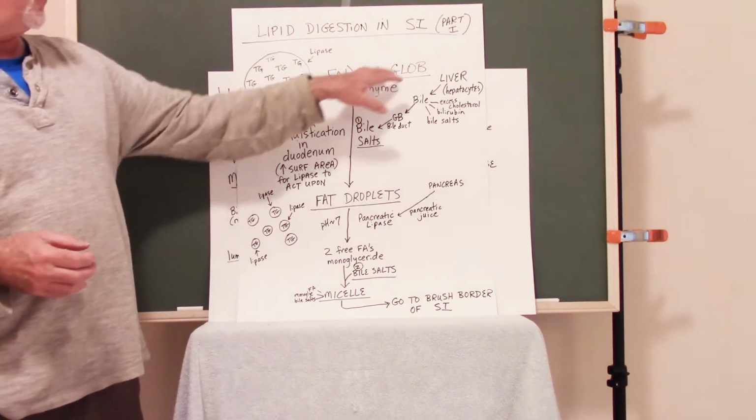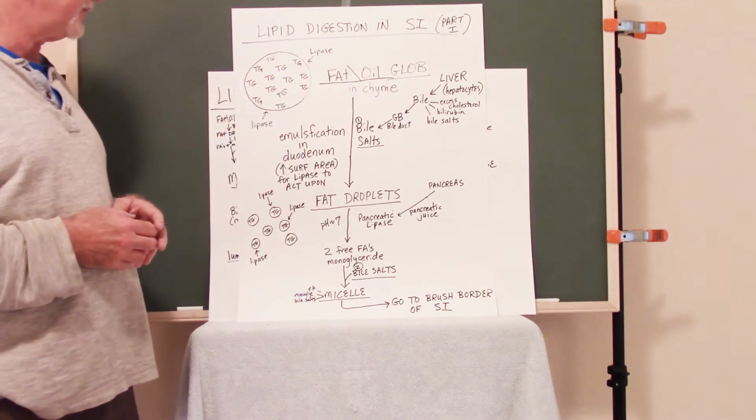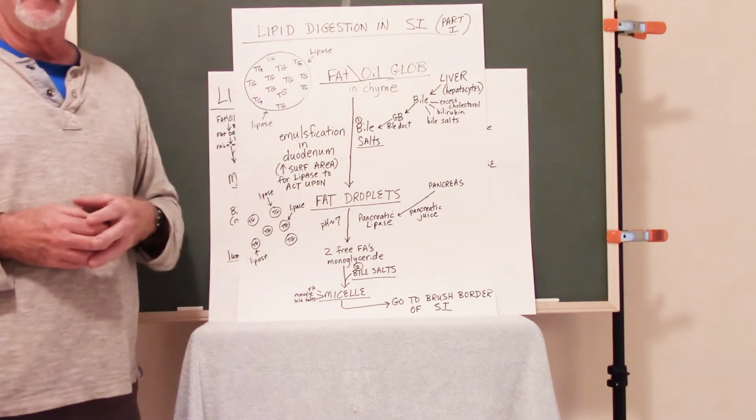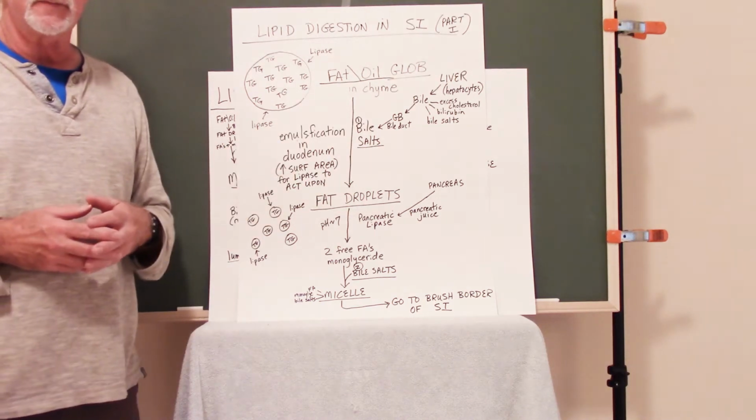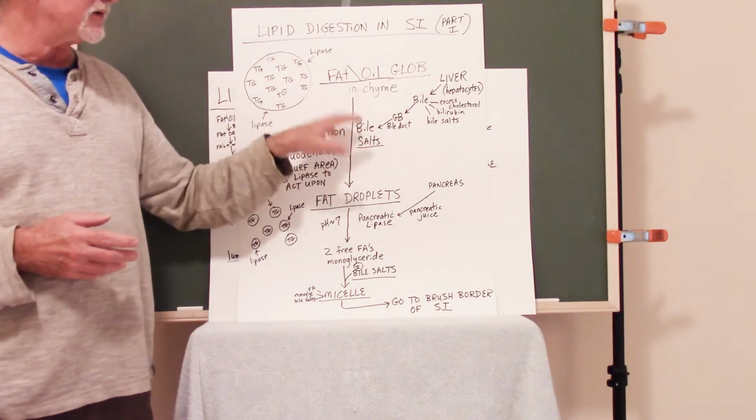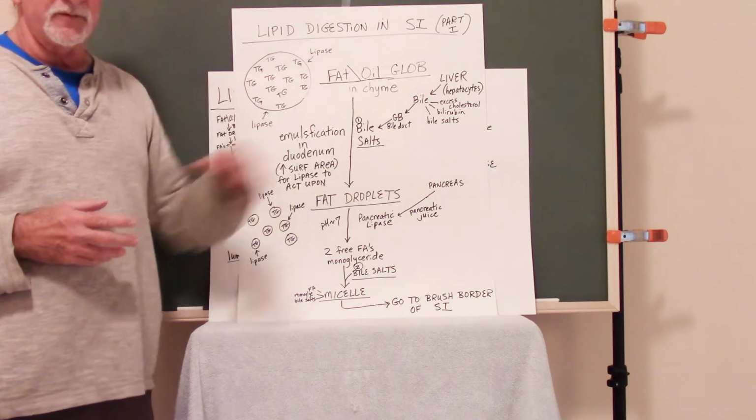So the fat and oil globs in chyme are emulsified by bile salts. Now, bile salts come ultimately from the liver.